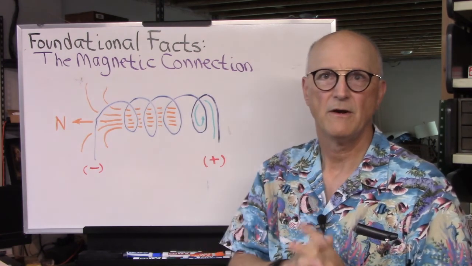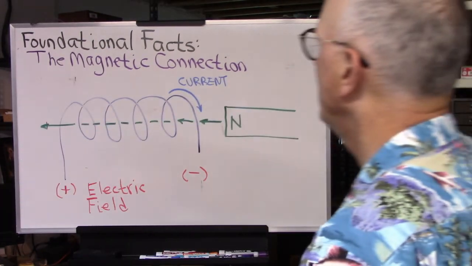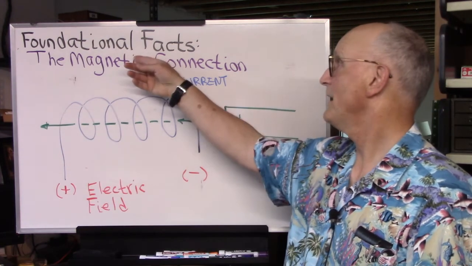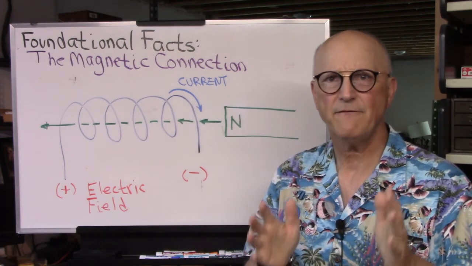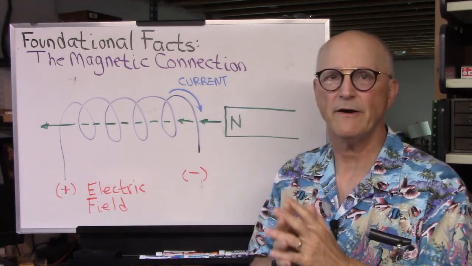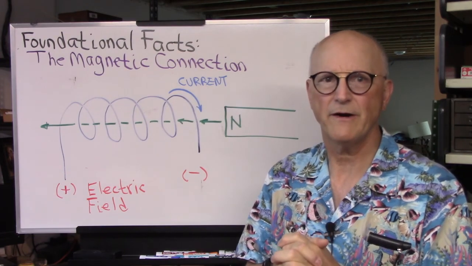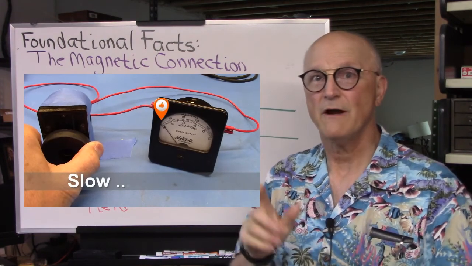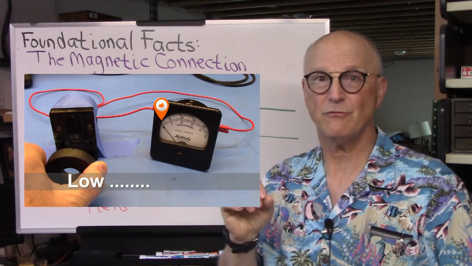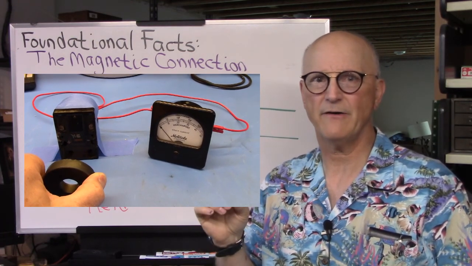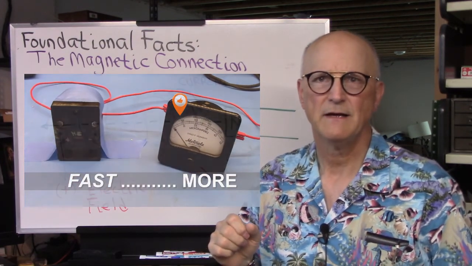Now, number two. The second foundational fact that we need to talk about is that when a magnetic field passes by a wire, it induces an electric field in that wire. Furthermore, physicists have discovered that the faster the magnetic field moves across the wire, the higher the magnitude of the electric field.